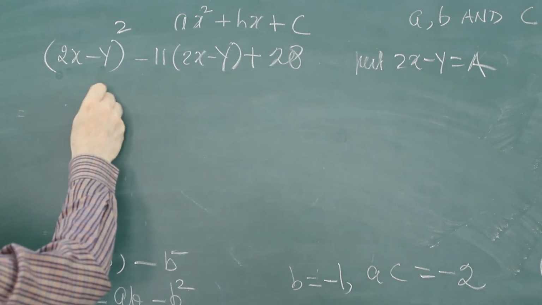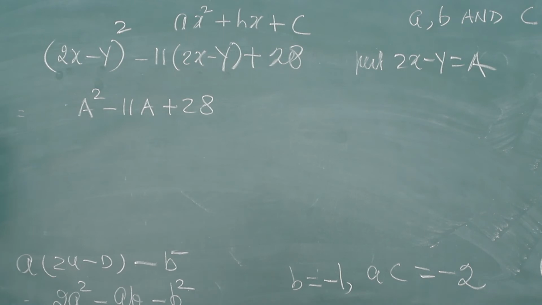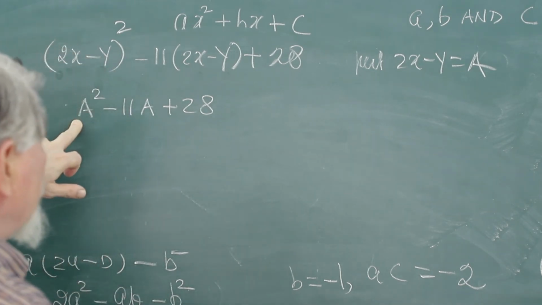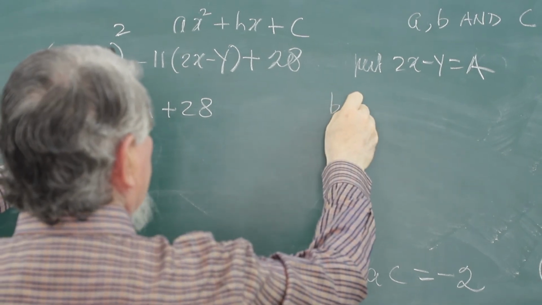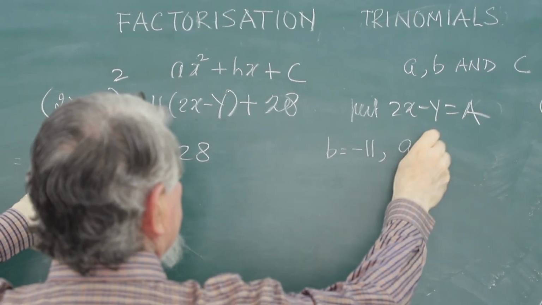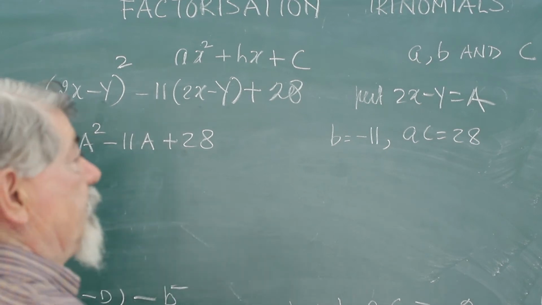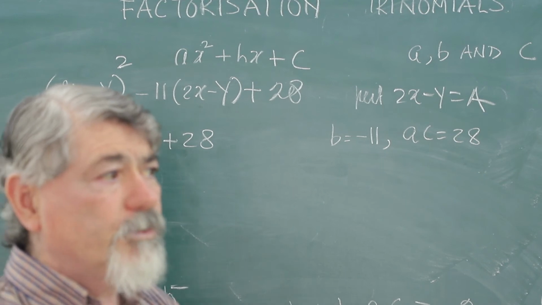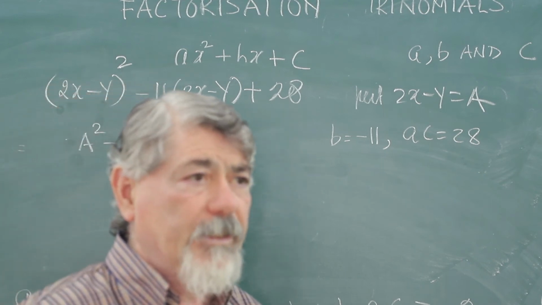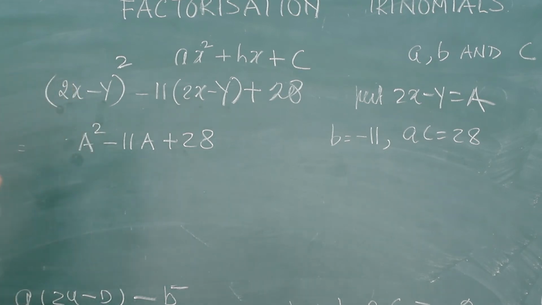A square minus 11a plus 28. Now it is a simple quadratic trinomial, where b is minus 11 and AC is 28. A is 1 and C is 28. So the product is positive, greater than 0, then both the split terms will be of the same sign. Either both will be positive or both will be negative.